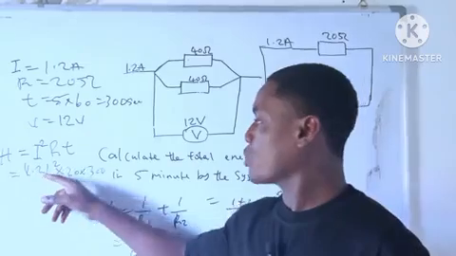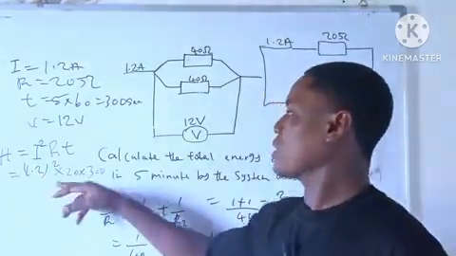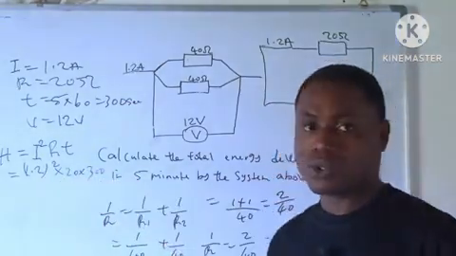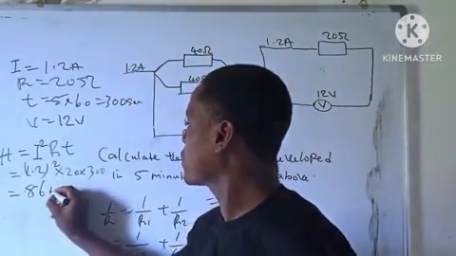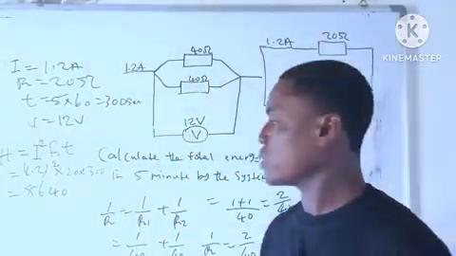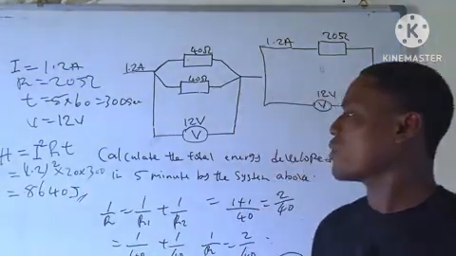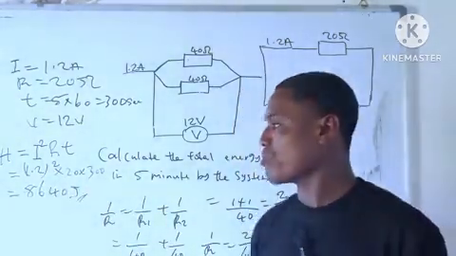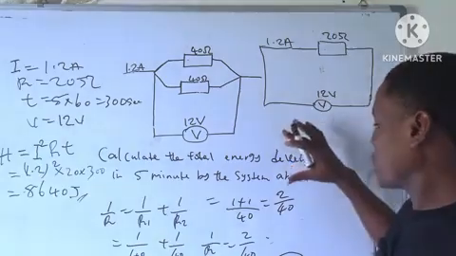This one is 1.2 to two places. 1.2 times 1.2, then times 20 times 300. So the answer will be 8640. And what is the unit of energy or heat energy? It is joules. So the answer is 8640 joules. You see that the calculation is very simple, right?